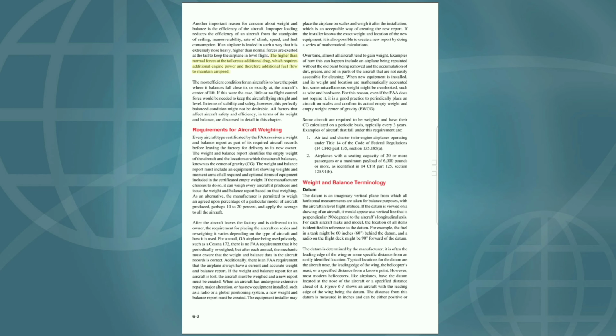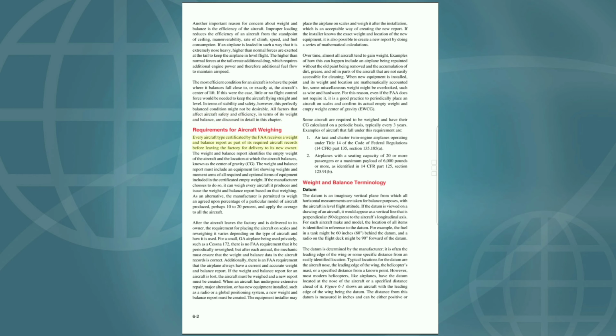The most efficient condition for an aircraft is to have the point where it balances fall close to, or exactly at, the aircraft's center of lift. If this were the case, little or no flight control force would be needed to keep the aircraft flying straight and level. In terms of stability and safety, however, this perfectly balanced condition might not be desirable. All factors that affect aircraft safety and efficiency, in terms of its weight and balance, are discussed in detail in this chapter. Requirements for aircraft weighing.